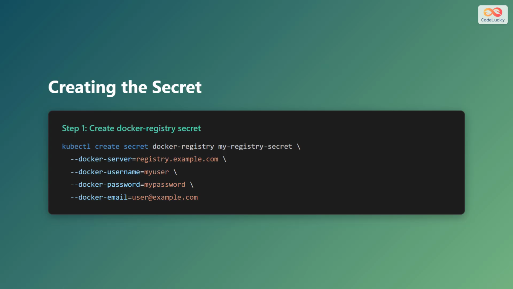The first step in using ImagePullSecrets is creating a docker-registry secret. You use the kubectl create secret docker-registry command followed by a name for your secret. You must provide 4 essential pieces of information: the Docker server, which is the URL of your private registry, the Docker username, which is your registry account username, the Docker password, which is your registry account password, and the Docker email, which is the email associated with your registry account. This command creates a special type of Kubernetes secret that stores these credentials in a format that Kubernetes can use to authenticate with your private registry.